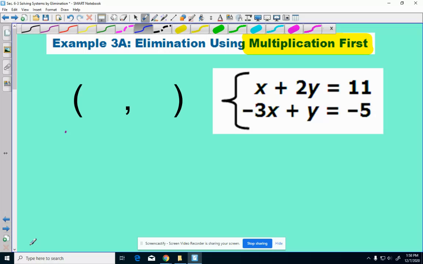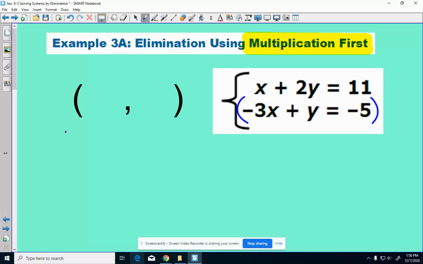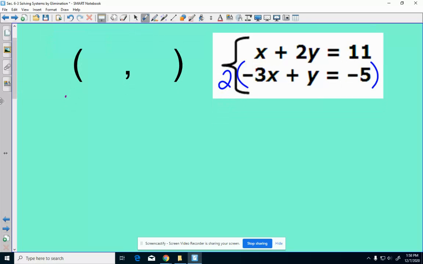Okay, and so here's what we're going to do. We're going to make a choice. We're either going to focus our attention on the x's or we're going to focus our attention on the y's. In this case, the way I currently see it, I think it would probably be easiest if I took this bottom equation right here, and if I do the same thing across the entire problem, okay, nothing has changed, and I'm going to multiply that entire equation by 2. Hopefully you'll see why here in a second.